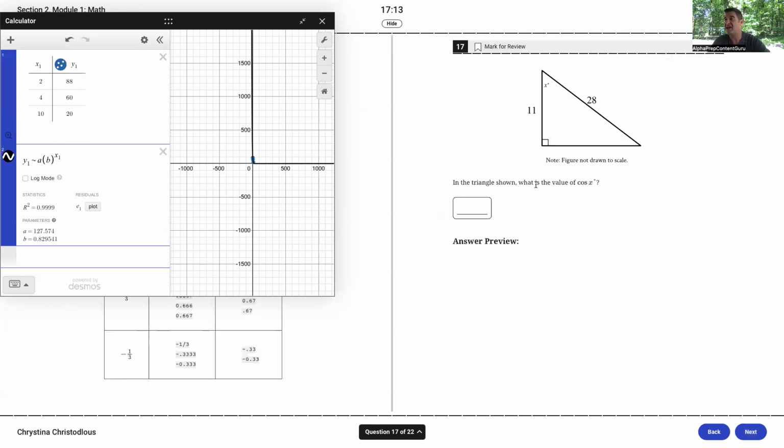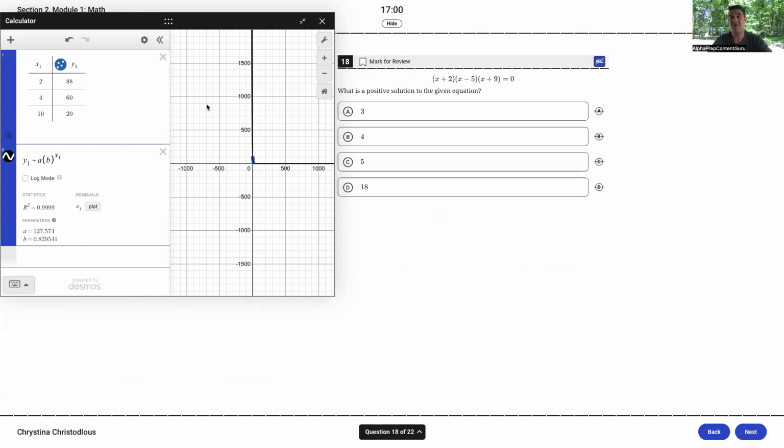Boom. This is asking me what the cosine of x is. When you do SOHCAHTOA, cosine is adjacent over hypotenuse. The answer is 11/28. Gotta love that. I could get more in depth, but I'm racing against the clock.